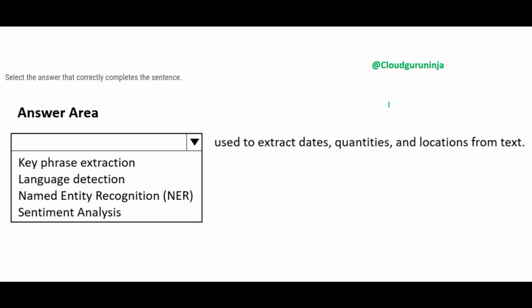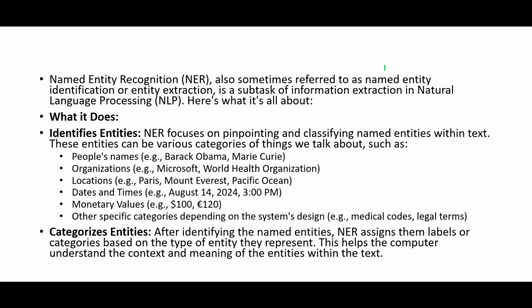Now the next question is fill in the blanks. Dash is used to extract dates, quantities, locations from the text. We have a feature called named entity recognition. This is primarily used. So what is NER? It is sometimes referred to as name identification or entity extraction. It is a subtask of NLP. It identifies people's names, organizations, dates, monetary values, etc., and it categorizes these entities. It puts labels on them. Suppose these are personal identifiable information, PII, or non-PII; those kinds of labels you can also put here.